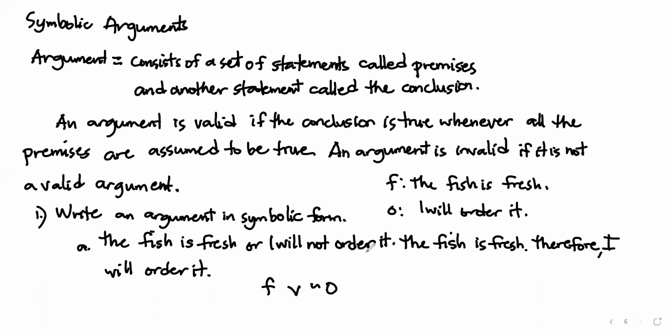The second one, another statement, the fish is fresh. The fish is fresh, that is F. Then you're going to write a horizontal line. Therefore, so we'll have a conclusion. So it means that we have two premises. The first, a compound statement. The second one is a simple statement. And we have a conclusion. Therefore, I will order it. So the symbol for therefore, three dots. I will order it. That is O.